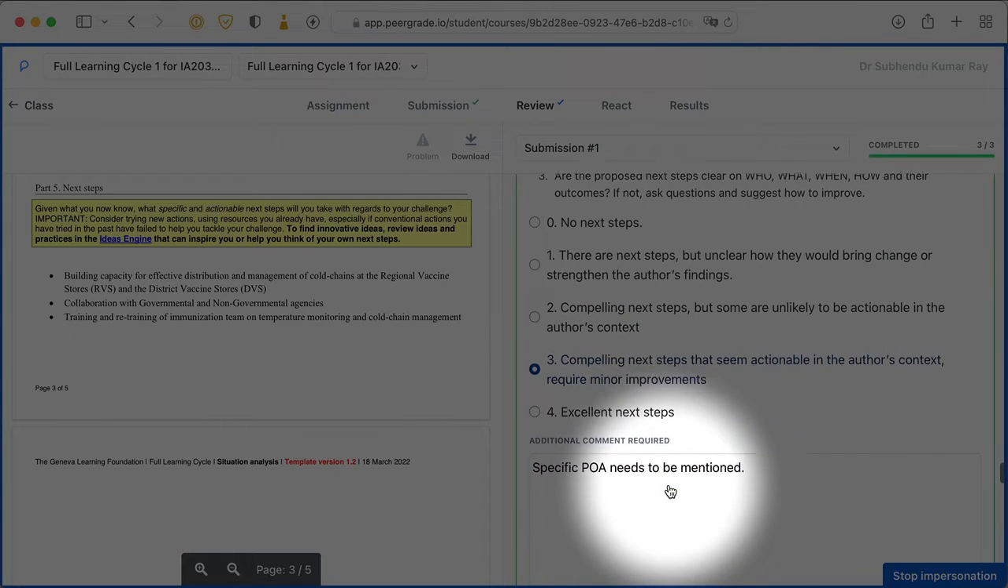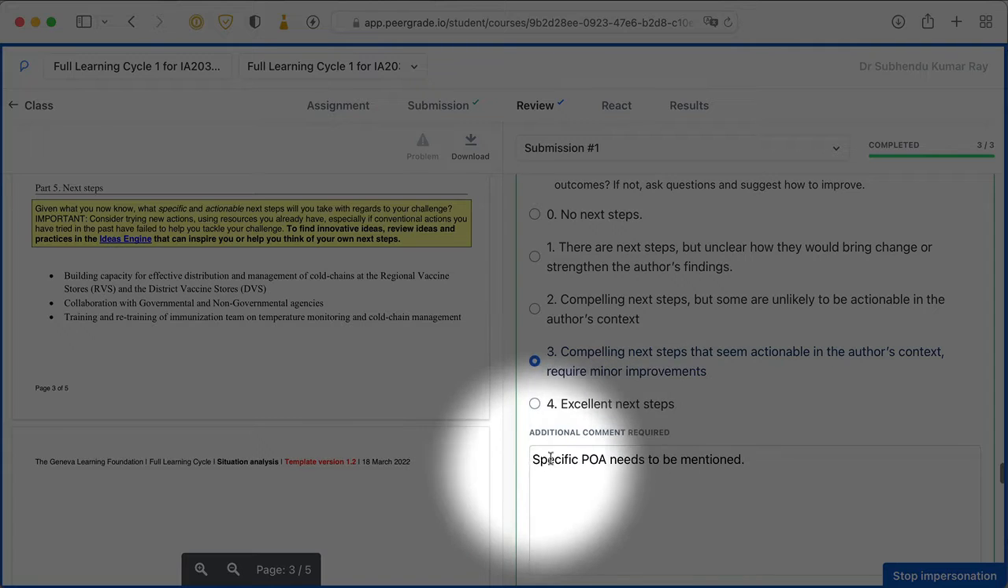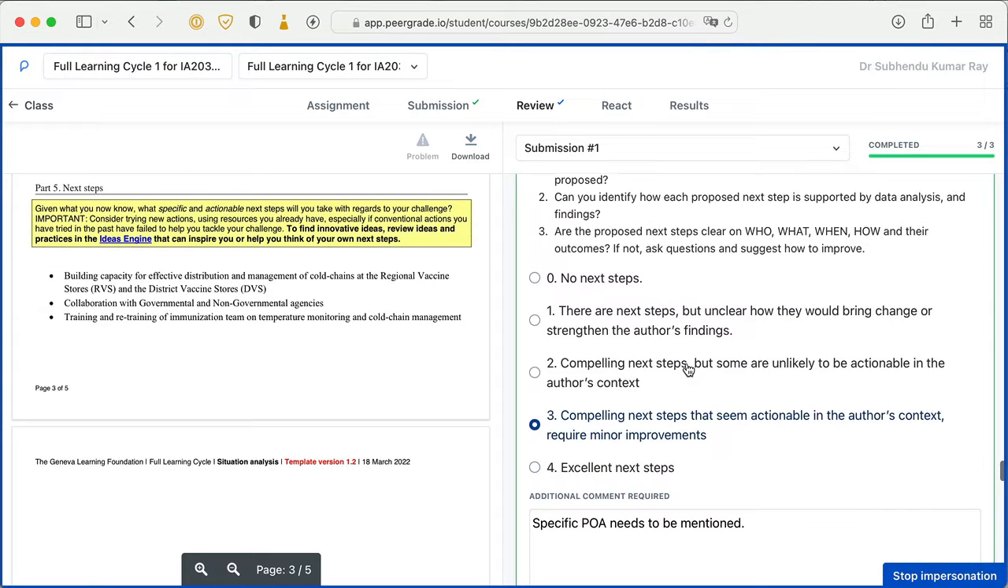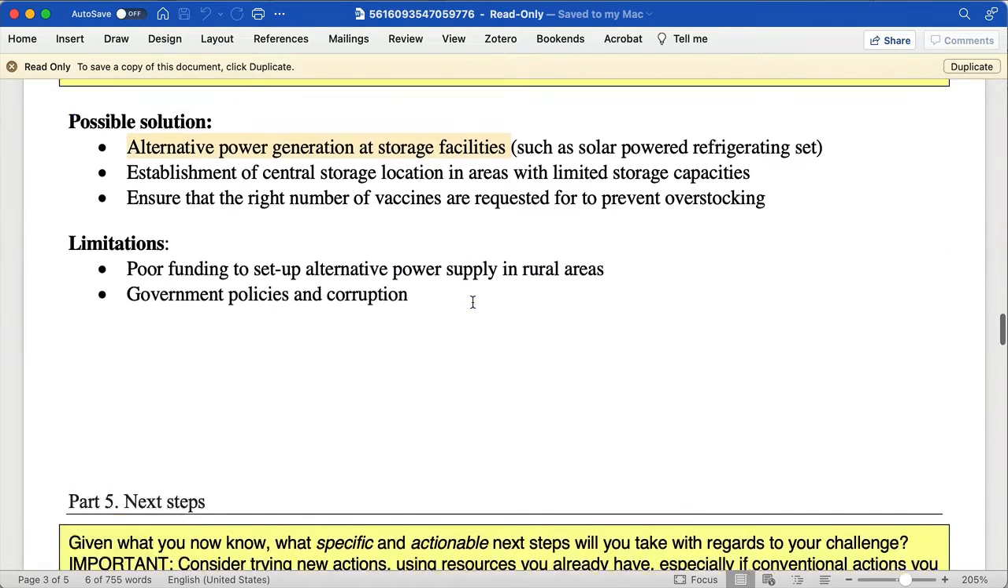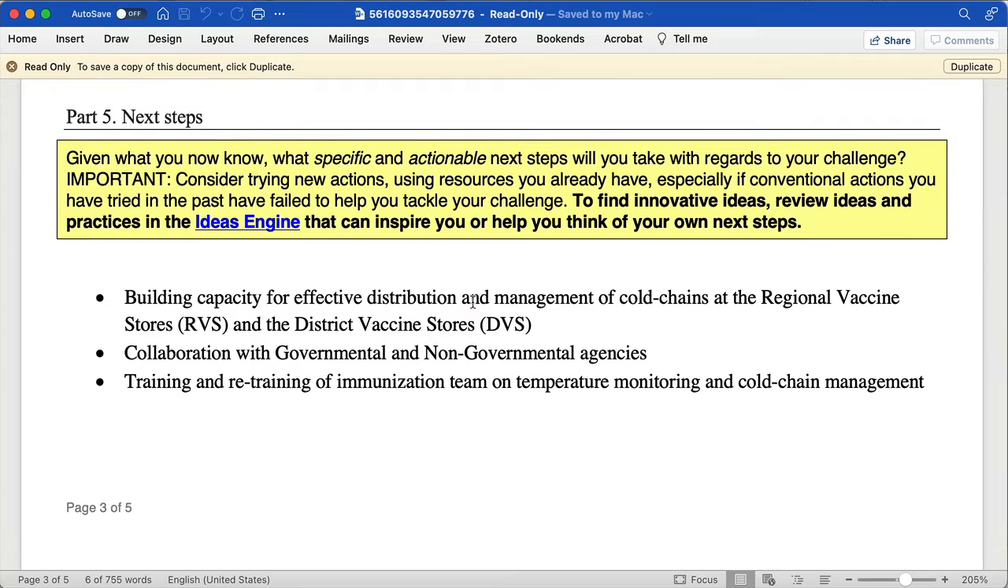All right. So here again, we have a reviewer that is not doing their job, and I'll explain why. But first, let's look at the next steps. Let me go to the actual Word document. And so this is very important.